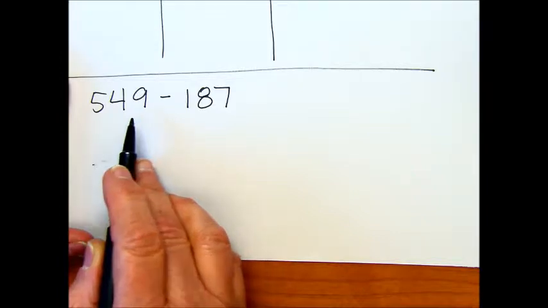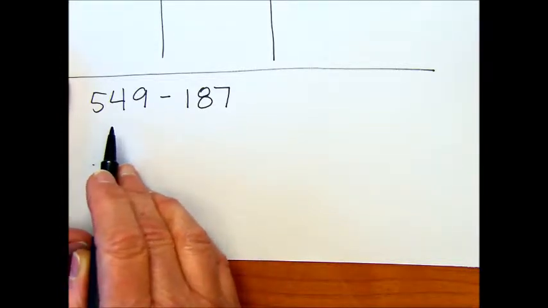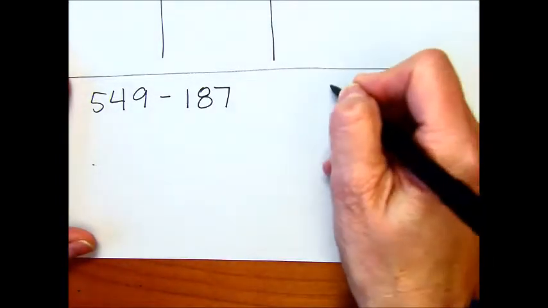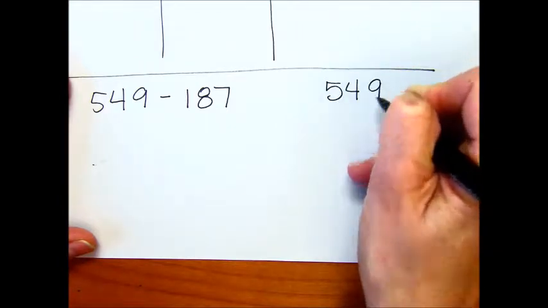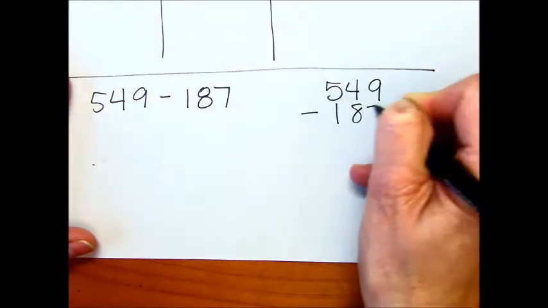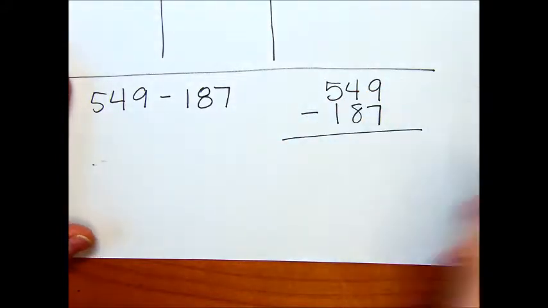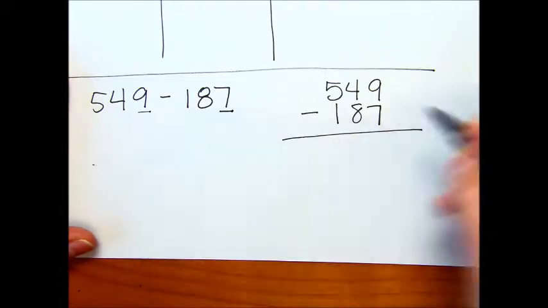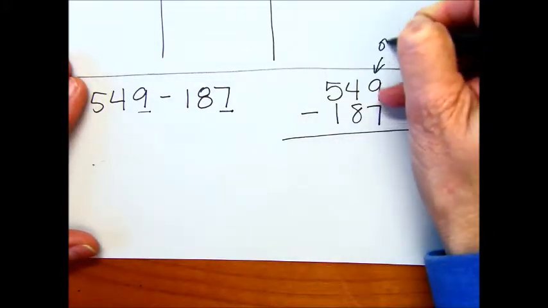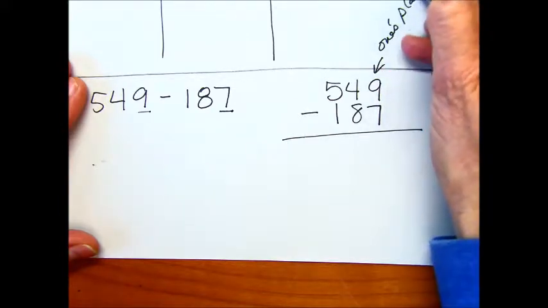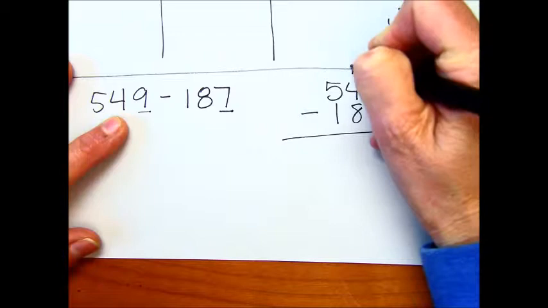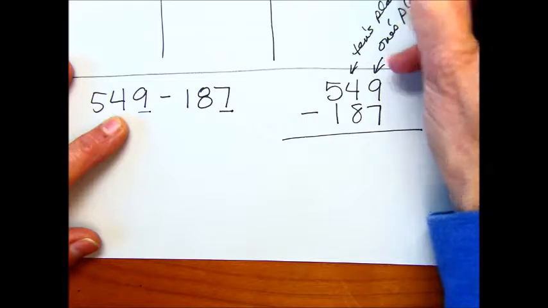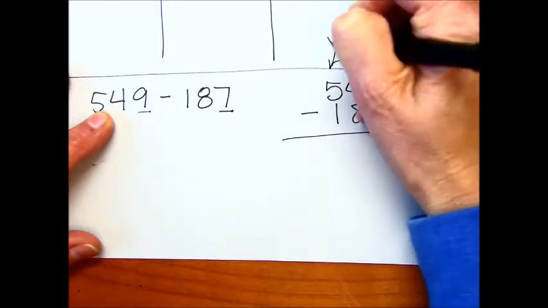When you're writing out number problems that are more than 1-digit problems, it's a good idea to rewrite it so it's written vertically. Notice that I'm lining up the place values. The 9 and the 7 are in the ones place. Then the 4 and the 8 are in the tens place. And the 5 and the 1 are in the hundreds place.